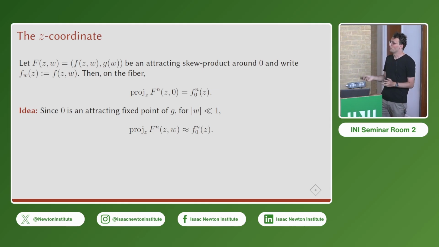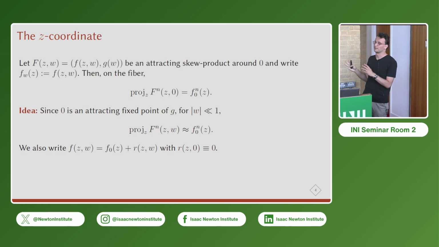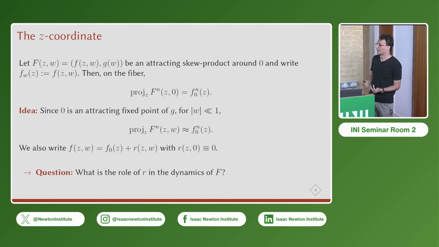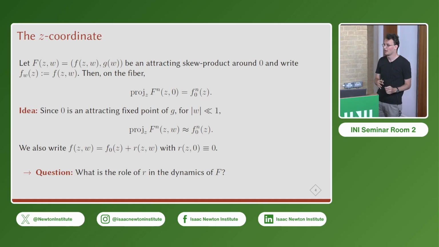So that's what we hope for, and a slightly different way to look at this is that our f of w can be written as f0, our fiber dynamics, plus a small perturbation r, which vanishes on the fiber. So then, rephrased again, the question that we try to answer is: what is the role of the perturbation for the dynamics of our full skew product?